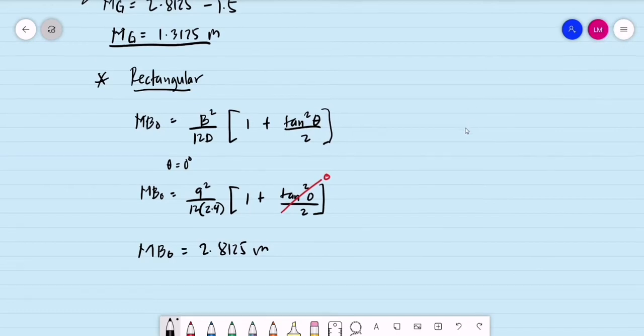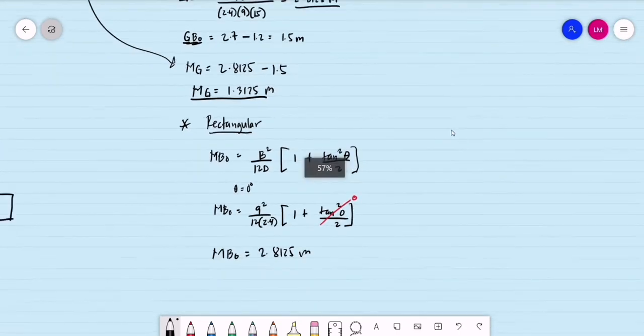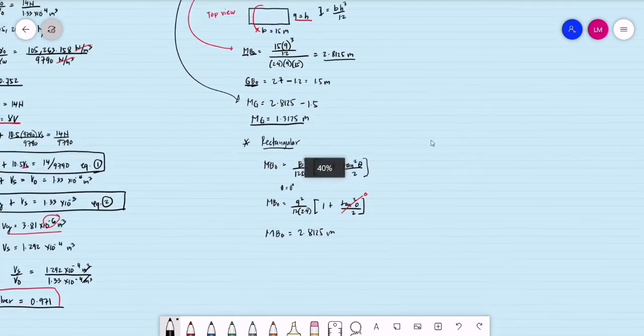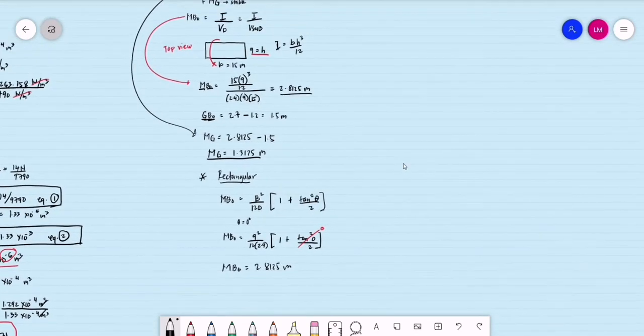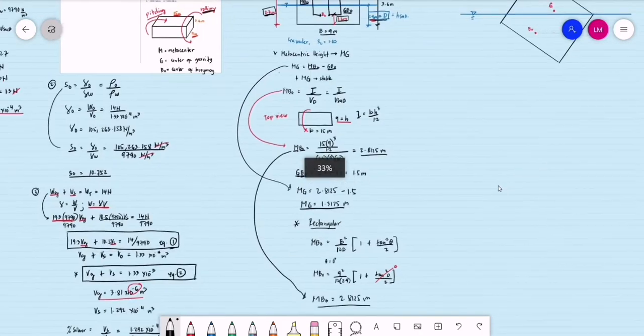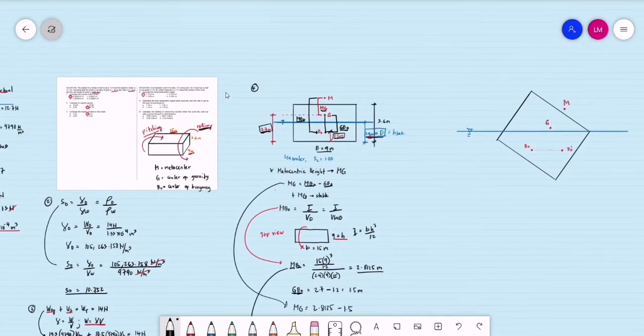So, pareho lang nito kanina yung ginamit natin. Yung ginamit ko kanina na I over the volume submerged, that is for general, kahit anong shape. So, we arrive with the same value, okay, 2.8125. Okay, then, question number 5 tayo.